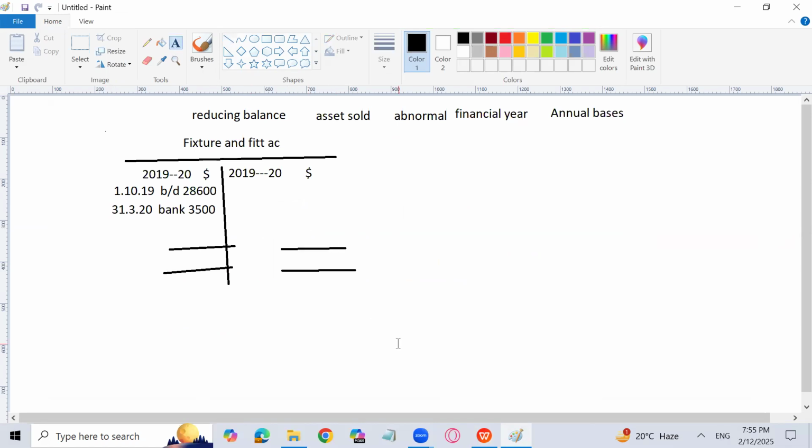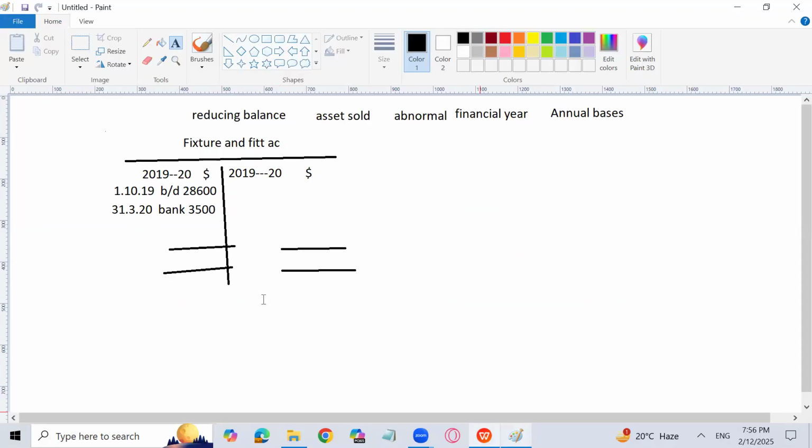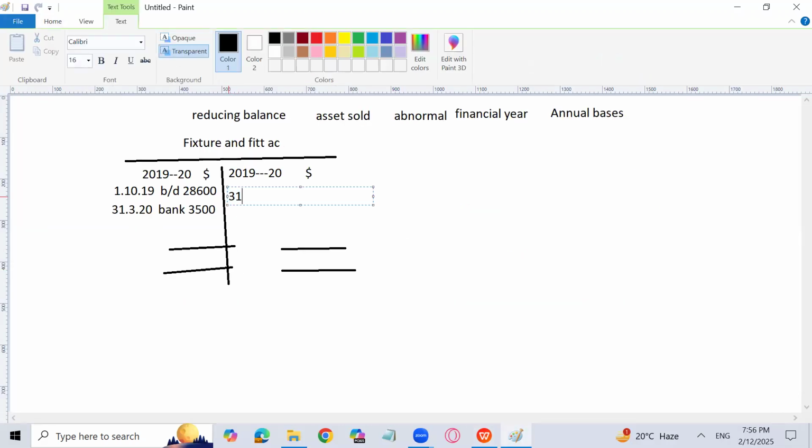We know that whenever an asset is sold, the cost of the asset is going to be credited in the fixture and fitting account. Asset account is debited with the cost and credited with the cost of the asset sold. Not at that price, at the net book value of the asset. No, we will credit it with the cost of the asset. When the asset is sold January 31, the cost of that asset which has been sold is 1,500. So I will give a credit on 31/1/20 with the name disposal, and I will credit it with the cost of the asset.